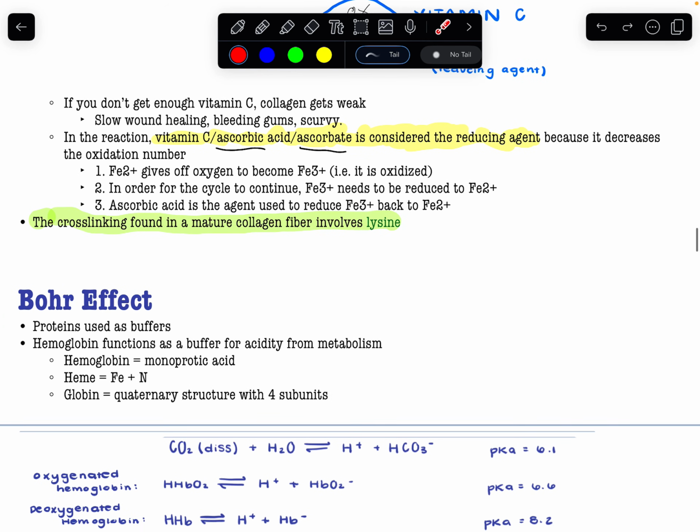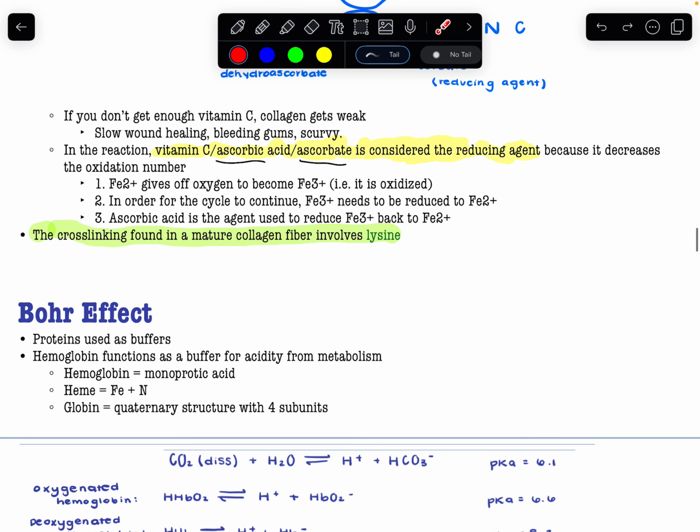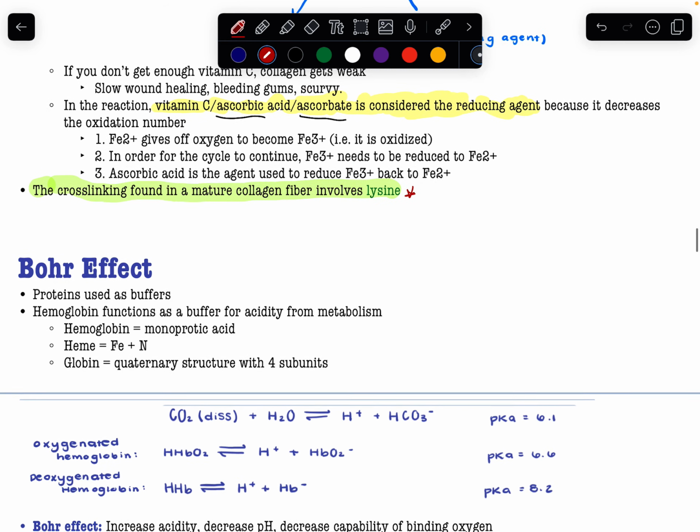Furthermore, when we're talking about cross-linking found in mature collagen, the cross-link factor could just be lysine. Just keep that in the back of your head because there very well could be a question on that, just as a random fun fact question. However, I do not know that for sure.